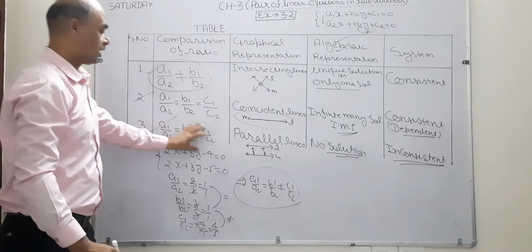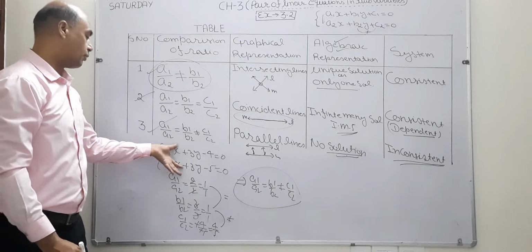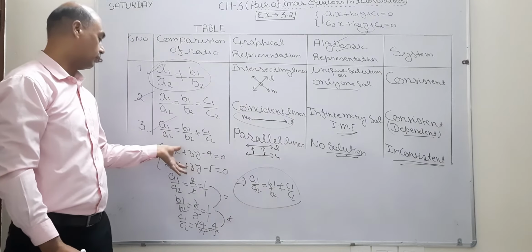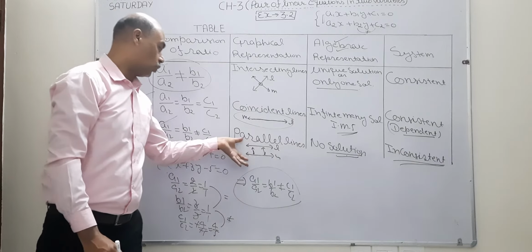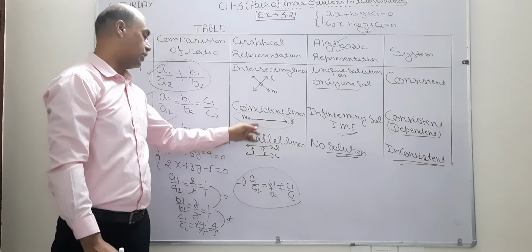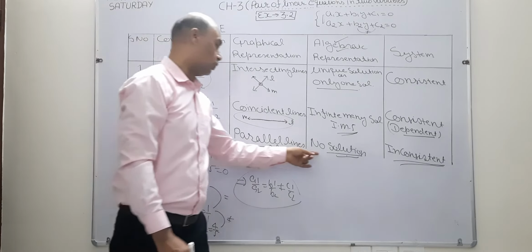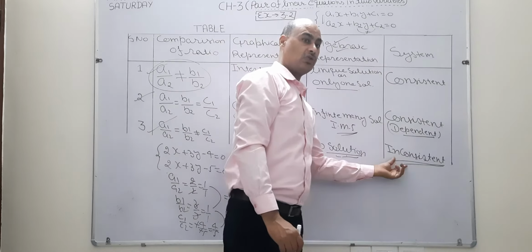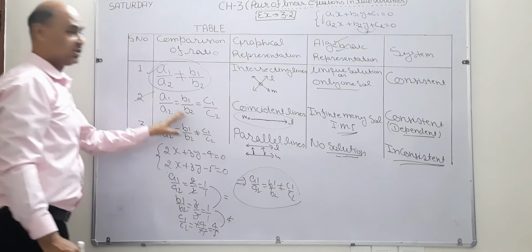When this type of ratio is there, then the pair of such equations represents parallel lines. When you draw the graph of such equations, they show parallel lines. When parallel lines are there, it means they are not going to touch each other, so there is no solution. When no solution is there, then the system becomes inconsistent. Okay, I hope it is clear.